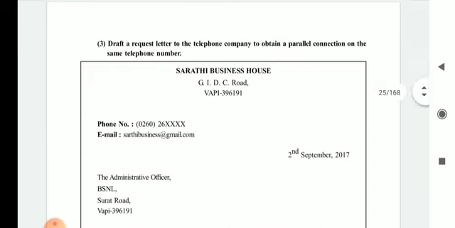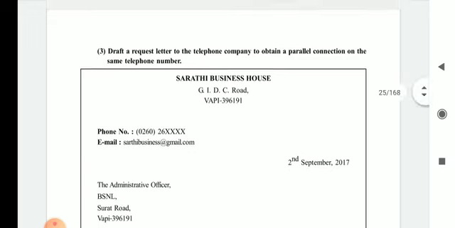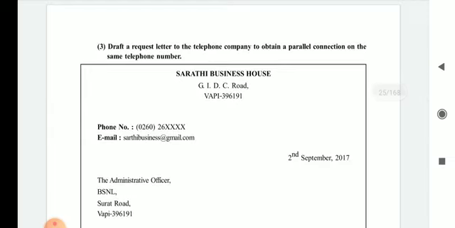Draft a request letter to the telephone company to obtain a parallel connection on the same telephone number. See friends, here we have a word, parallel connection. Parallel connection means the intercom facility. You are very well aware of the intercom facility, where by dialing one number you will get the whole department ringing. So what is the main difference between a parallel connection and a single connection?